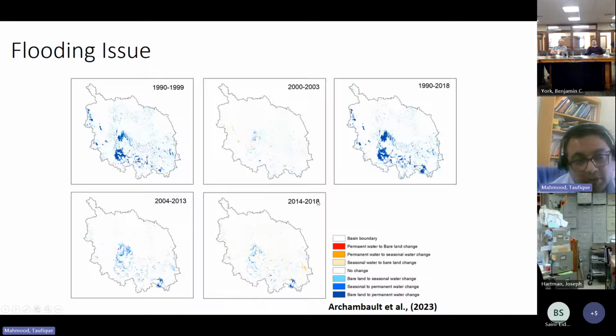And 2014 to 2018, we started to lose some of the seasonal and permanent water area around the Devils Lake region. And this is the total water area change over the 29 years from 1990 to 2018. Again, we see the prominent new water area expansion of the large lakes, and the formation of the new permanent water bodies are seen pretty clearly.